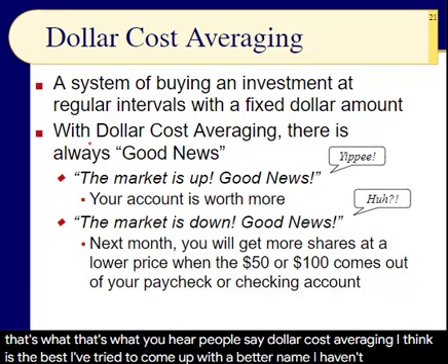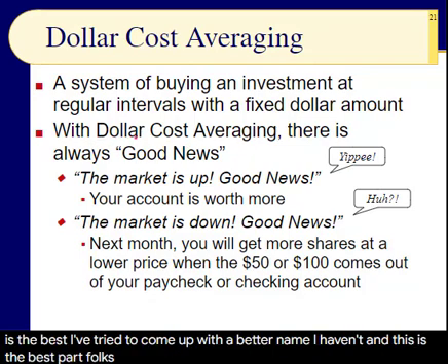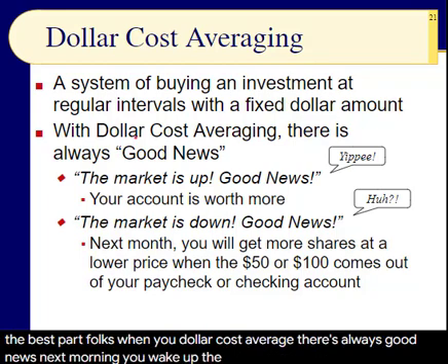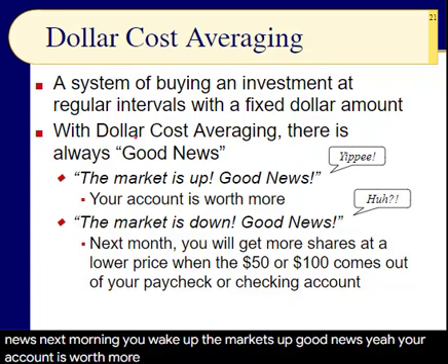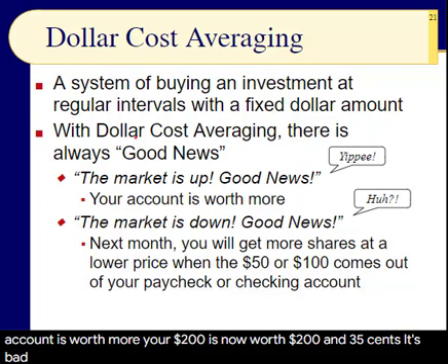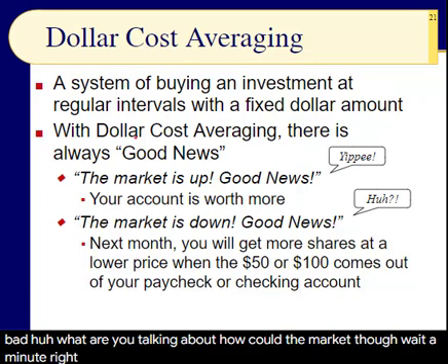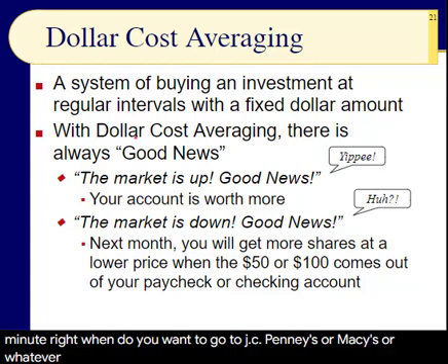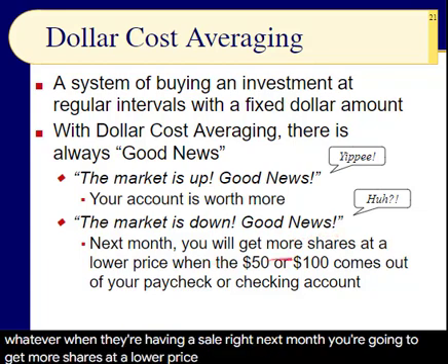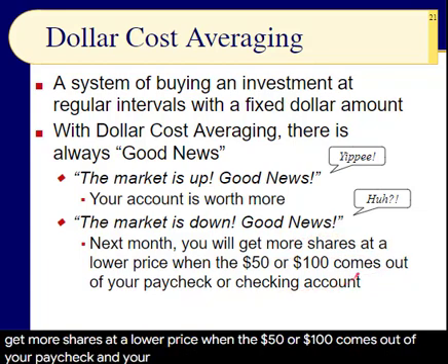I haven't. And this is the best part, folks. When you dollar cost average, there's always good news. Next morning, you wake up, the market's up. Good news! Yay! Your account is worth more. Your $200 is now worth $200.35. The market's down. Good news. But, huh? What are you talking about? How could the market... oh, wait a minute. Right. When do you want to go to JCPenney's or Macy's or whatever? When they're having a sale, right? Next month, you're going to get more shares at a lower price when the $50 or $100 comes out of your paycheck or your checking account.